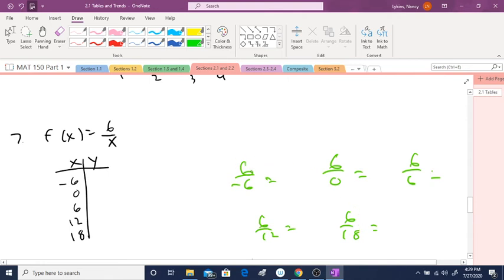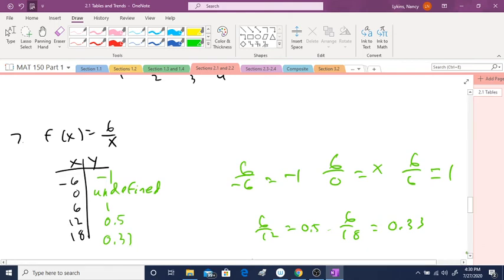Okay? Now, 6 over negative 6, that's negative 1. Now put 6 divided by 0 in your calculator. You cannot do it. That does not work. That's called undefined. Okay, 6 divided by 6 gives you a positive 1. 6 divided by 12 is 1/2 or 0.5. And 6 divided by 18 gives you 0.33 or 1/3. Okay, the key to this is you cannot divide by 0.